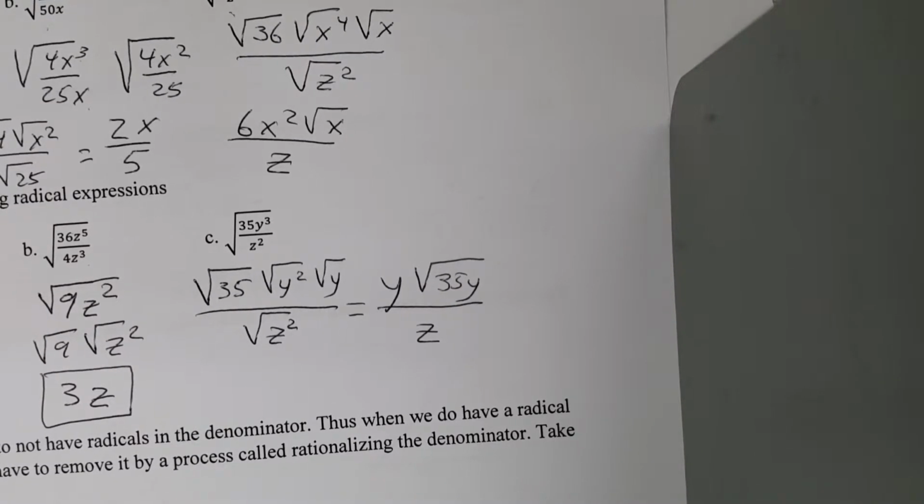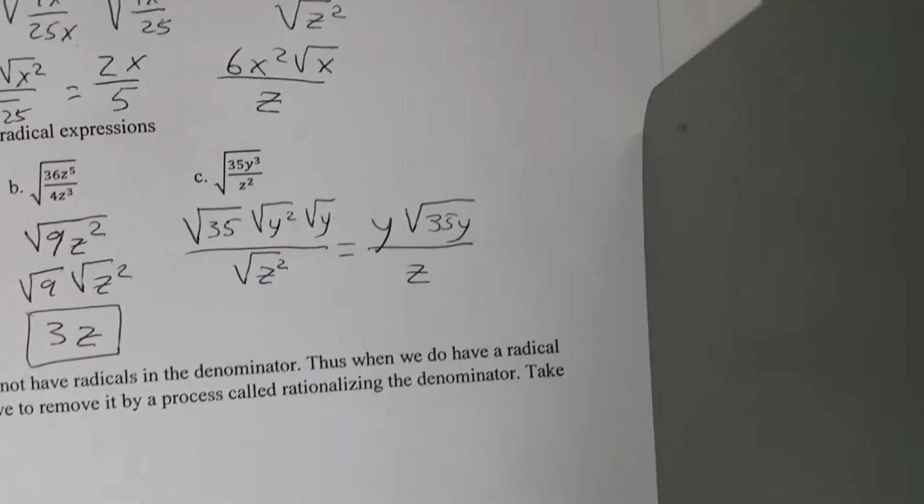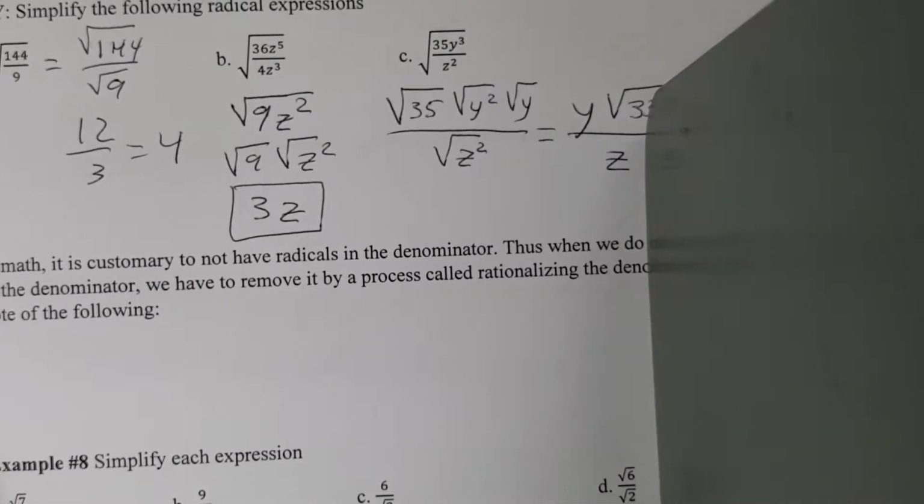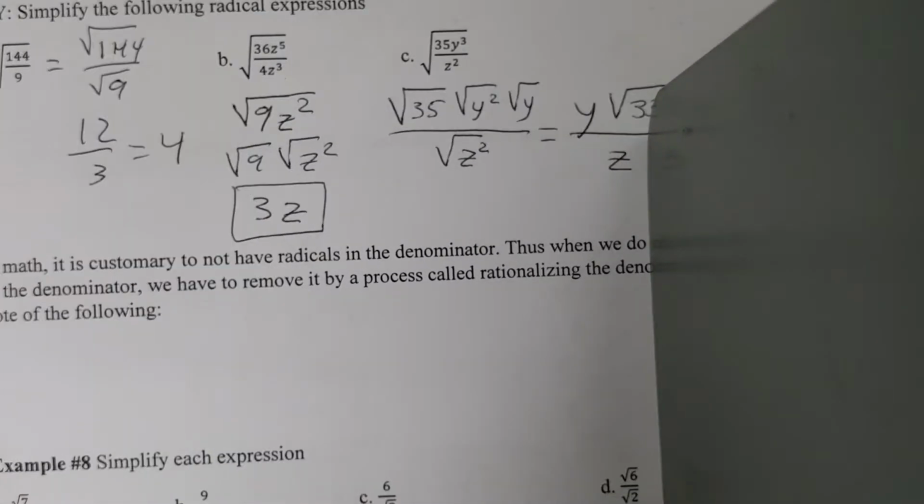Okay. Now, the last thing we are doing is something called rationalizing the denominator. Now, in math, we usually do not want radicals in our denominator. Okay? It's just much more convenient to have them in the numerator. So we're going to do something called rationalizing the denominator.